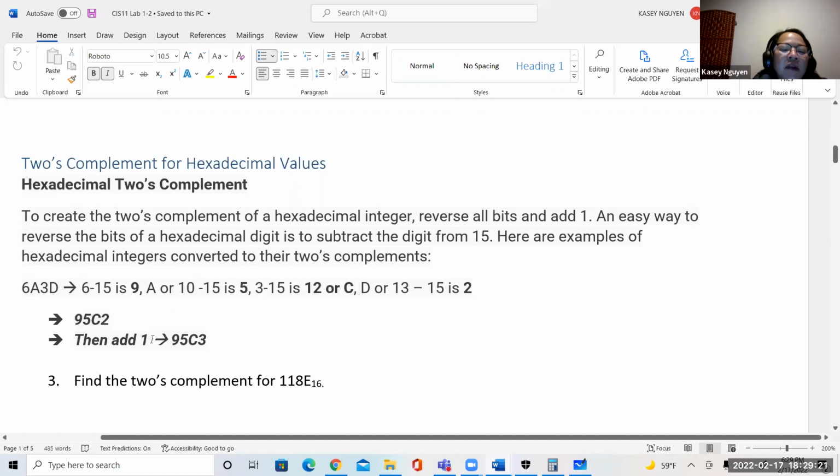But we're not done, right? We have to add that 1 bit to hold the sign. So we're going to add 1, and 2 plus 1 is going to give you 3. So this is your answer for the example.